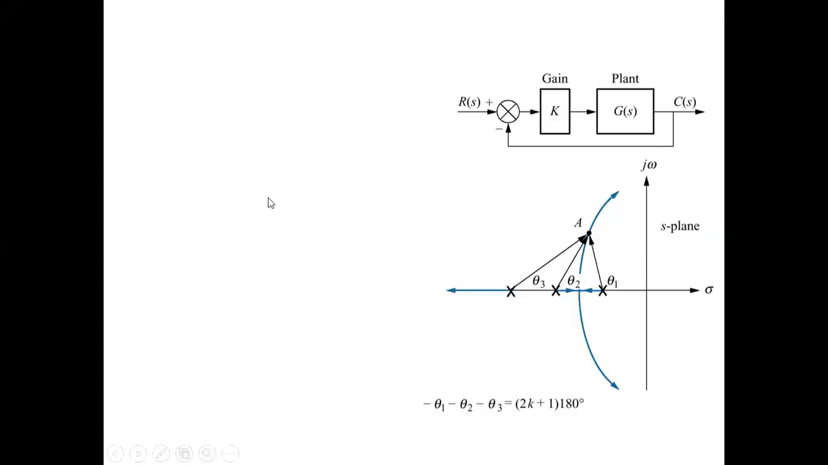Bismillahirrahmanirrahim. In today's video, we will discuss how to improve steady state error via cascade compensation.